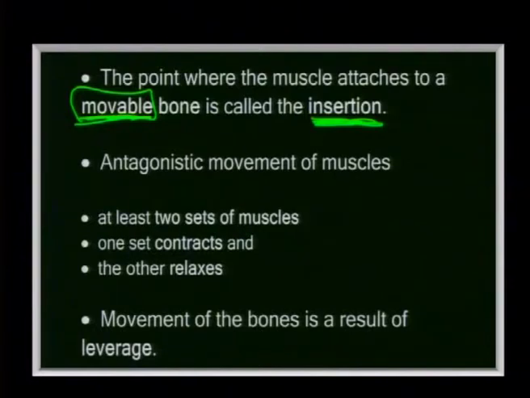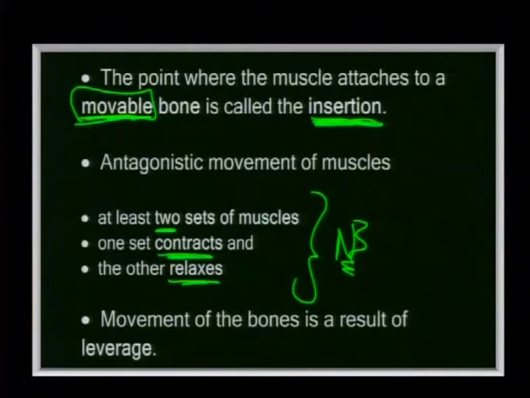Now, antagonistic movements of muscles. Remember this, please, and this is very important. At least 2 sets of muscles are involved in any antagonistic movement. Number 2, 1 set will contract and 1 set will relax. Okay? So what they're saying there is in any antagonistic movement, there are 2 sets of muscles. I've got the muscles on the front of my humerus and the muscles on the back of my humerus. 1 set of muscles will contract. The other set of muscles must relax.